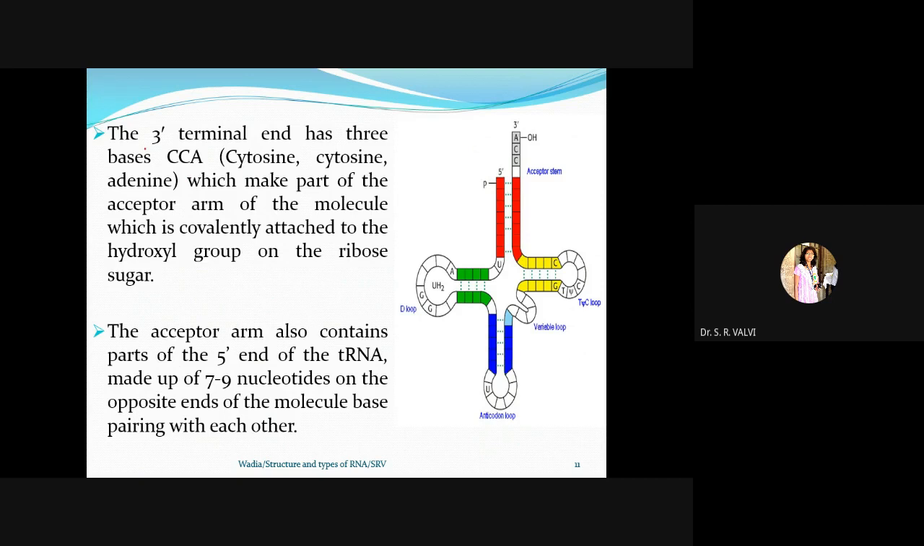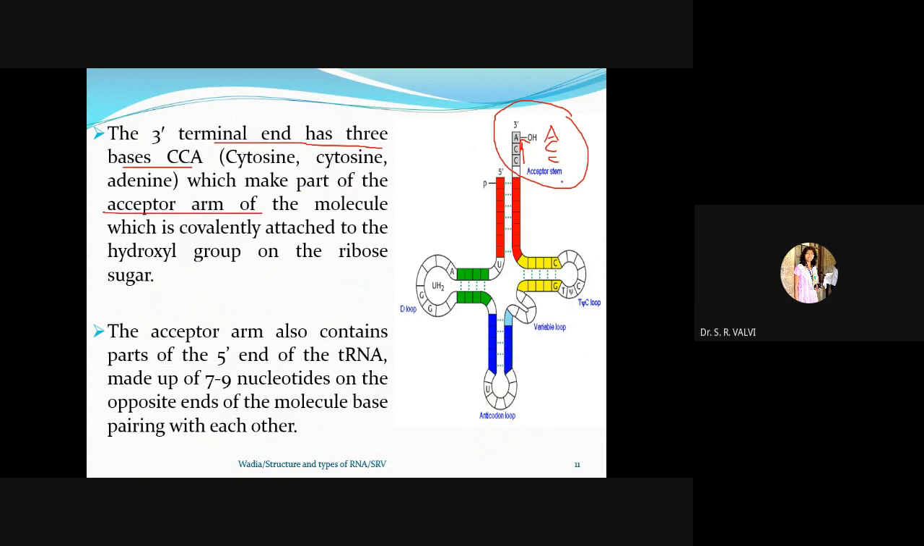Now see, the 3' terminal end has three bases, which are those CCA. You can read from here. Just read from here, so you will get CCA. You can see here C, C and A. You have to read like this: C, C and then A, right? So which make the part of the acceptor arm.